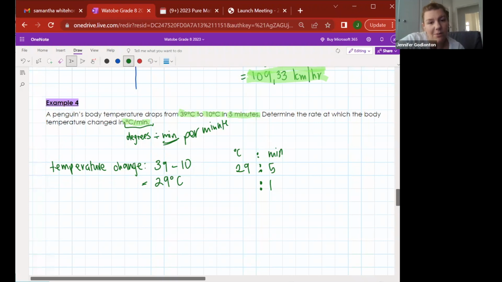Yeah, absolutely. I'll pop back up so you can take a screenshot after this question. So think about what you did to get from 5 to 1, and then you want to do the same thing on the other side. And then you'll be able to get your rate.